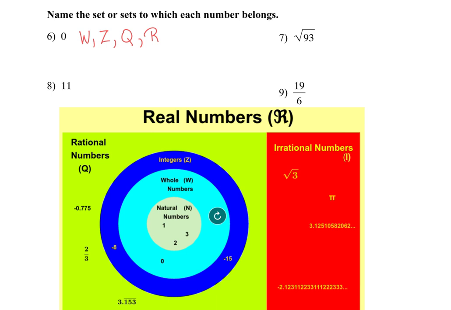Natural is N, whole, real. Those kind of go along. Irrational. But the weird ones are rational is Q and integer is Z. All right? So those are the weird ones, but everything else goes with what you would think for the set.